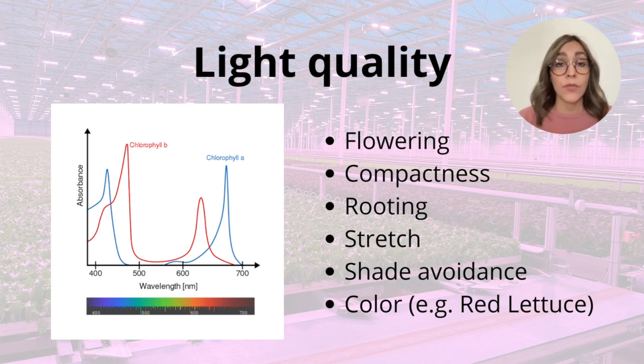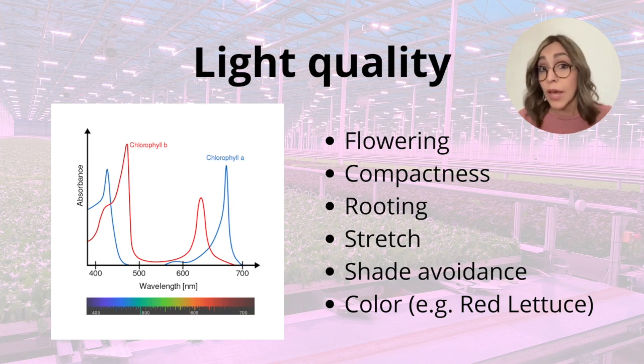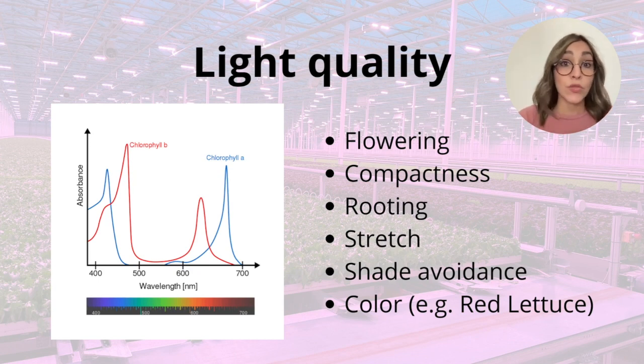For example, if you're looking for flowering, we usually try also to have a little bit of far red. If you are working with compactness because you are doing transplants, you should know that blue can help with the compactness. If you are working with rooting, also blue light and far red can help with rooting. If you are looking for stretch, like for example in a strawberry, we look to have a longer peduncle so the plant can be easy to harvest. We can also use, for example, a little bit of far red.